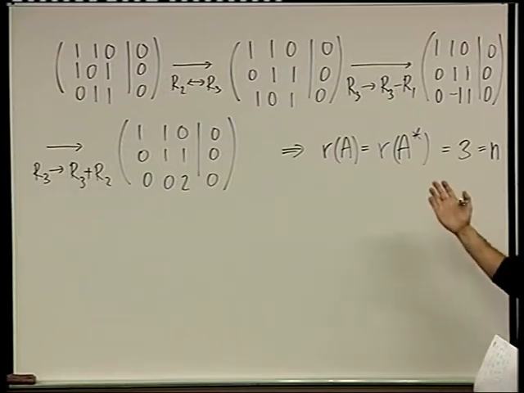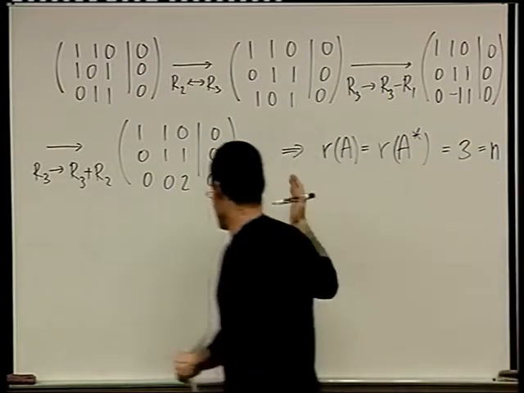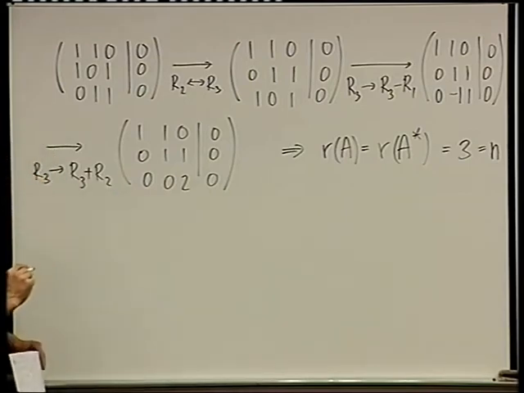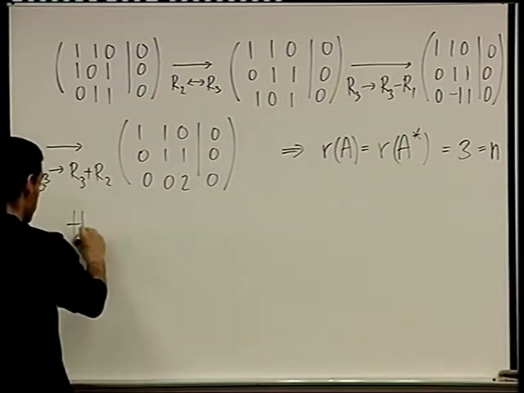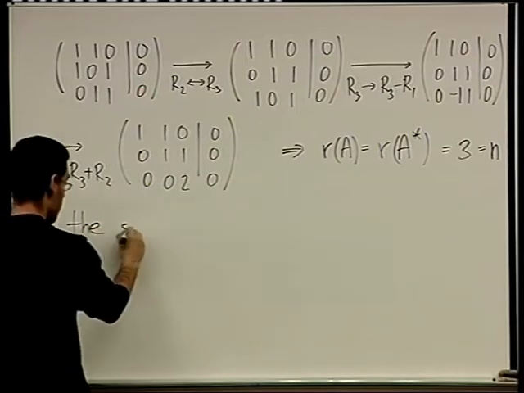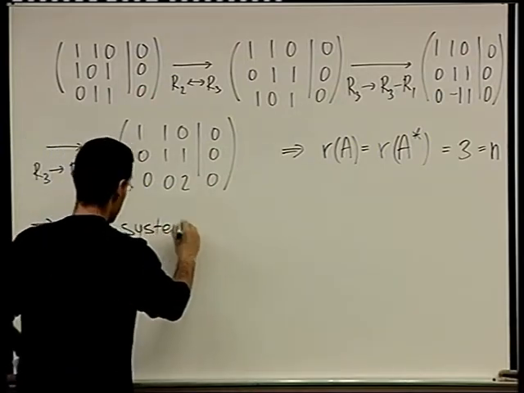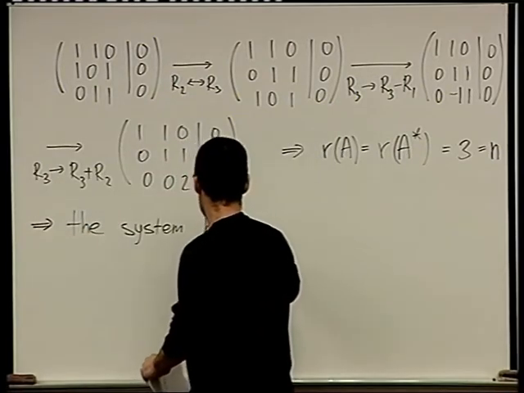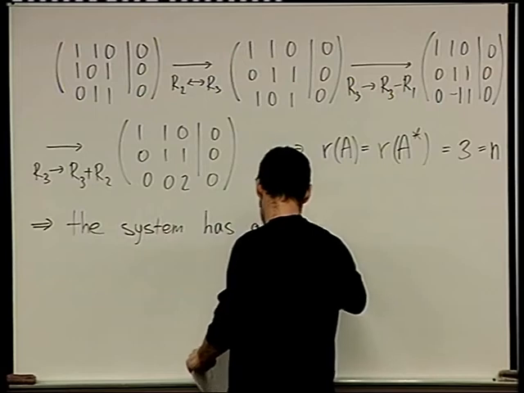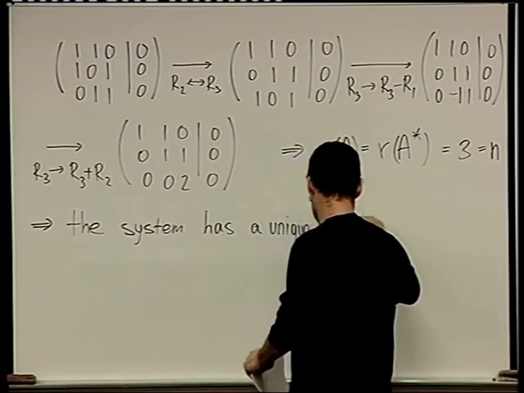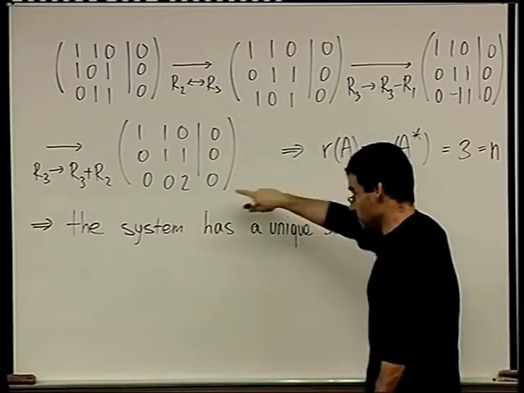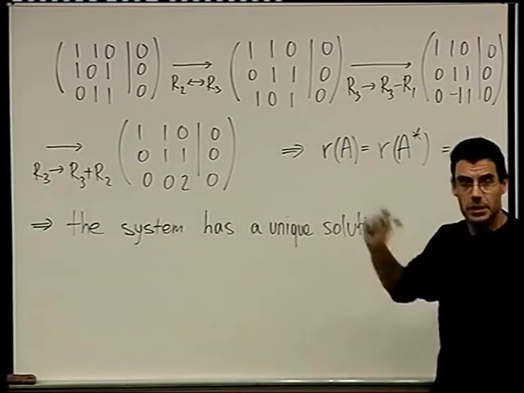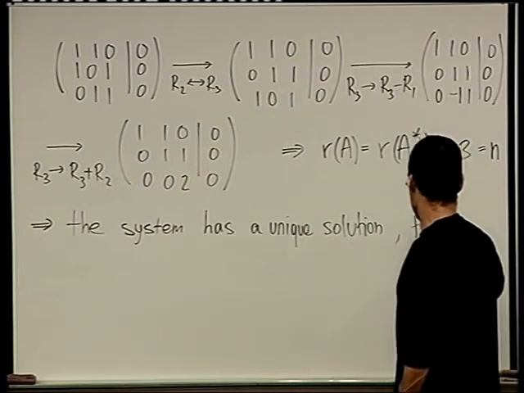So by the theorem that we had, this implies that there is a unique solution to the system. Okay, so the original system of equations, which is on the previous board, has a unique solution. But this is a homogeneous system. A unique solution for a homogeneous system is only the trivial one.